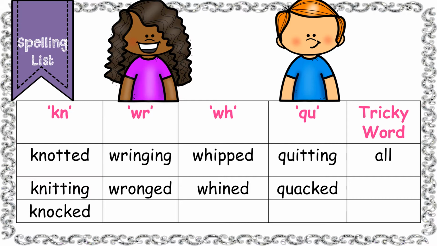W-R-I-N-G. Ing, you're adding ing to it. We don't have to double a consonant because it ends in two consonants together. Okay, the word wrong, same rule. You've got ng at the end of the word wrong, so we don't have to double anything to add your ed. Let's touch spell the word wronged. W-R-O-N-G-E-D.